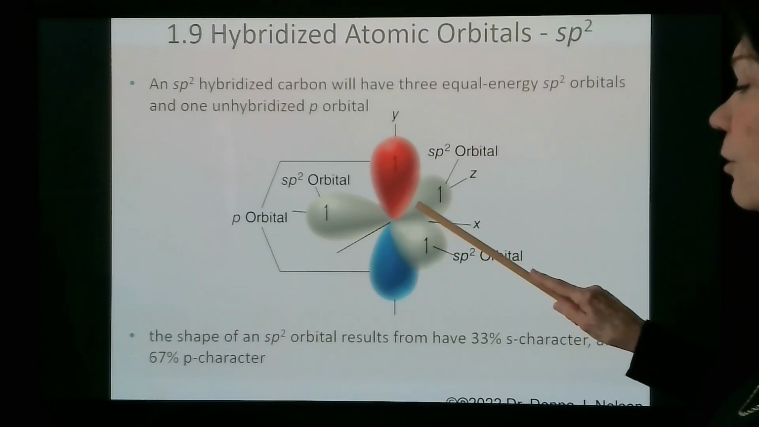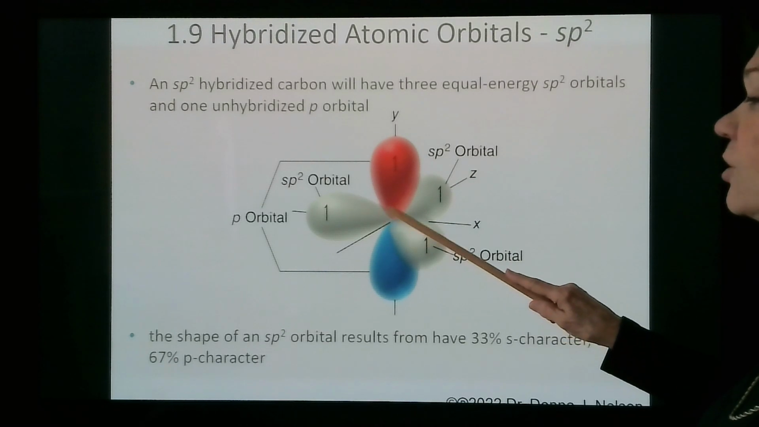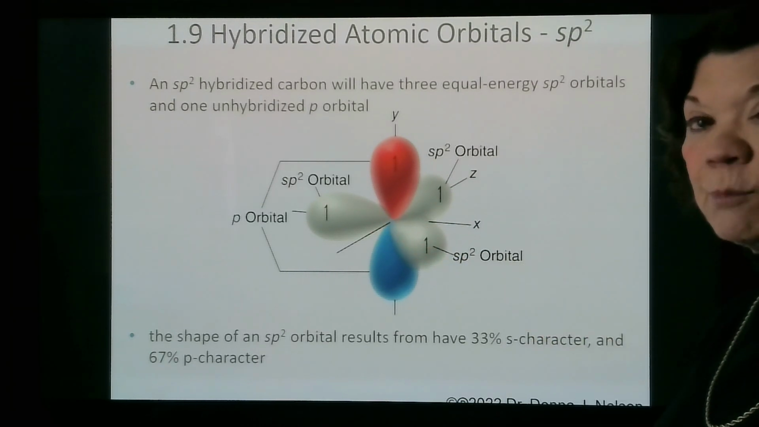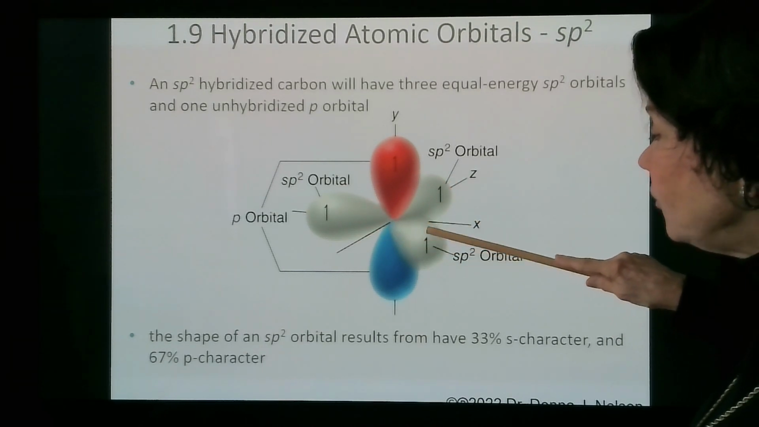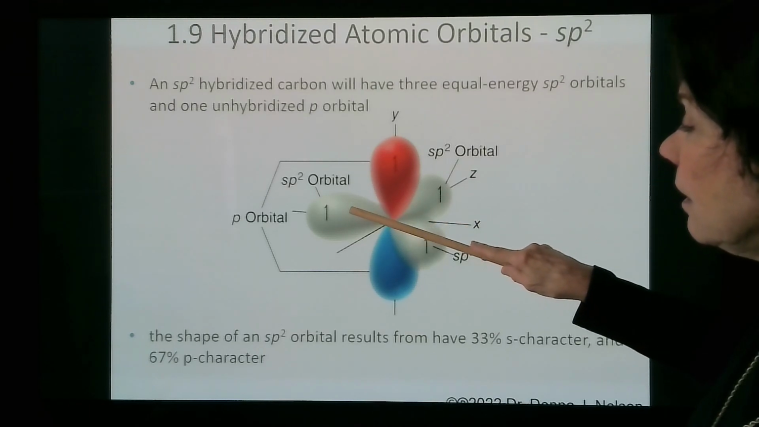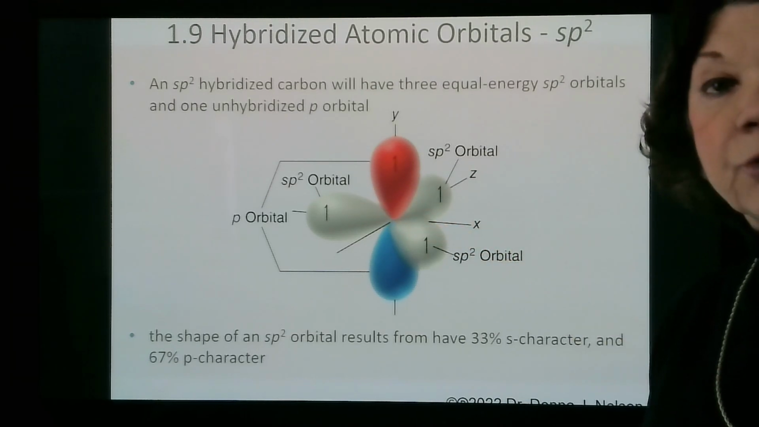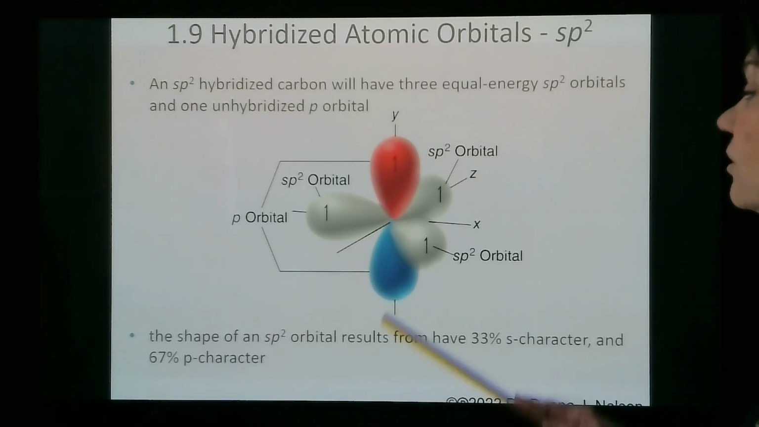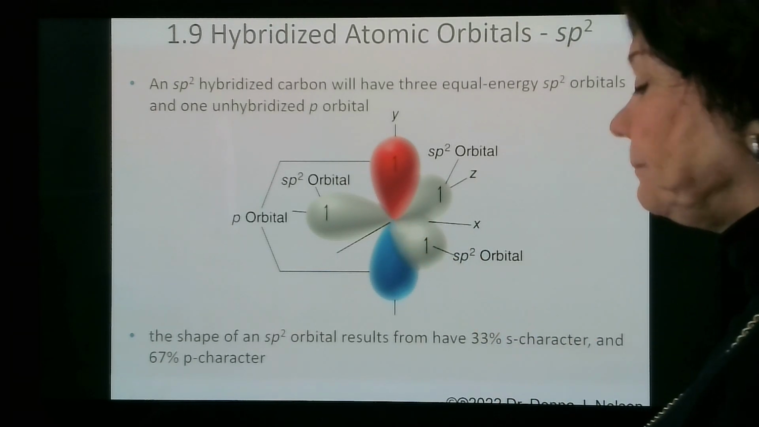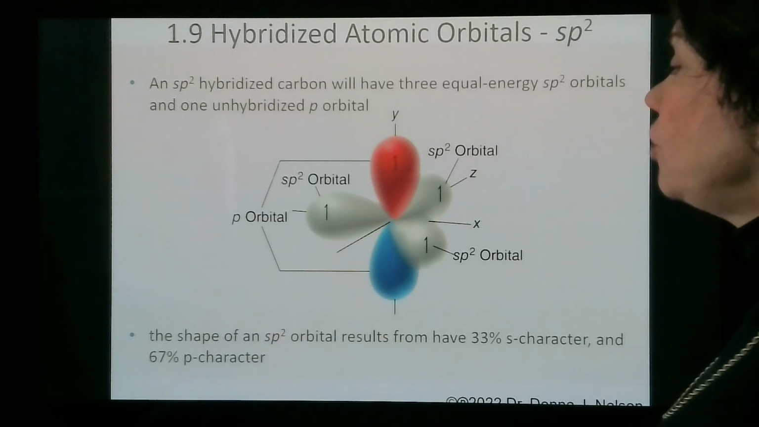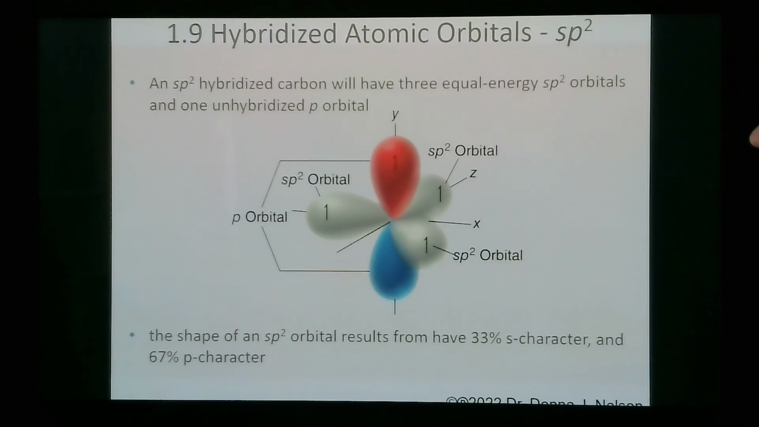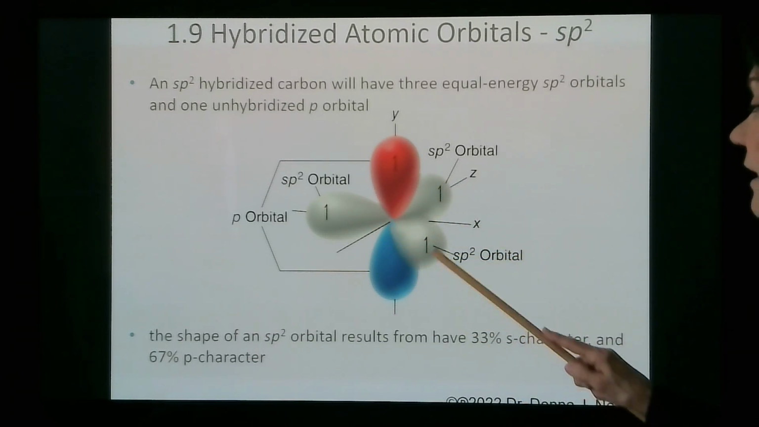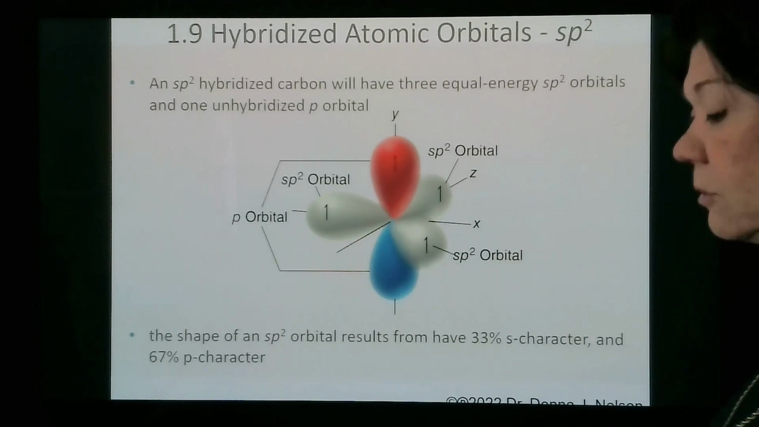And so these 3 are coplanar. They are lying in one plane. And so in order to be as far apart from each other as possible, the angle between these orbitals will be 120 degrees, 120 degrees, 120 degrees. So 3 times 120 is 360. And so that accounts for all of the angles in that plane. The p orbital is not hybridized. The p orbital is orthogonal or perpendicular to the plane created by these other sp2 hybridized orbitals.